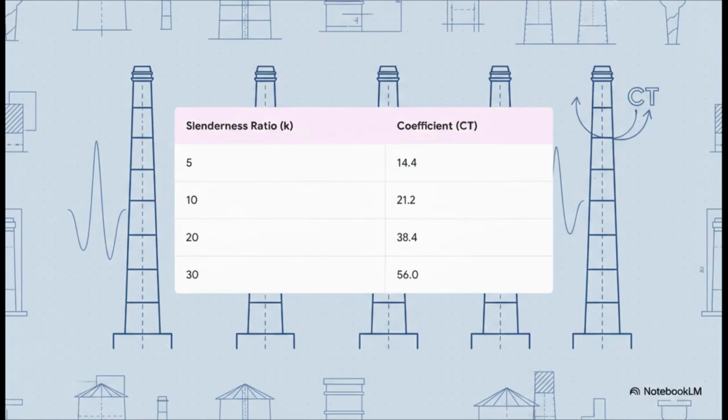Now, to use that formula, we need the CT coefficient. And this table shows us exactly where it comes from. It's based on the slenderness ratio of the structure, which is really just a fancy way of saying how tall and skinny it is. You can see that as the structure gets more and more slender, that CT value goes up, which means it will have a longer natural period. It's a really direct way of accounting for the unique shape of these structures.